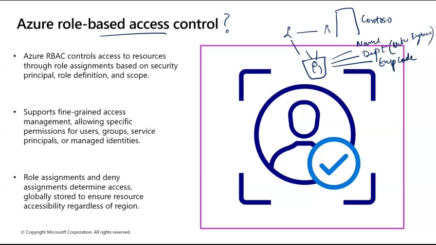Maybe he's a global admin, not a network engineer. He's a global admin of Contoso. Then again, he has the highest level of control. So role-based access control means what level of access you have, that is dependent upon your role assigned to you. Azure RBAC controls access to resources through role assignments based on security principle, role definition, and scope.